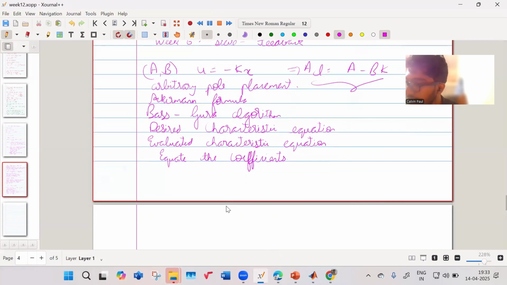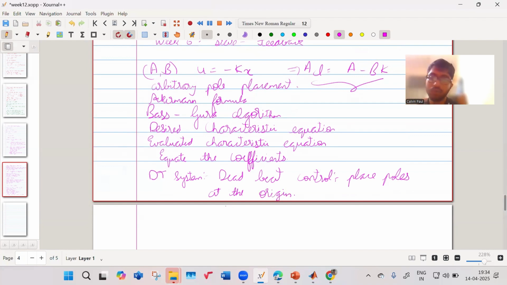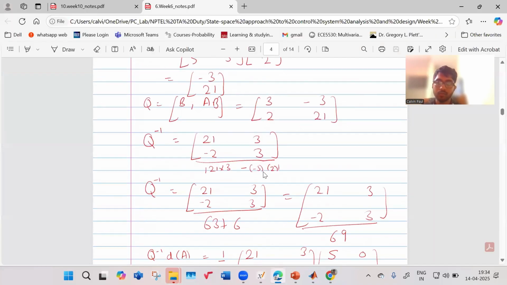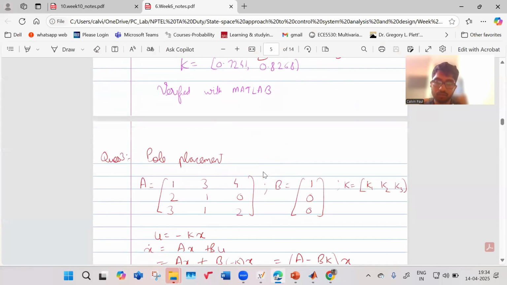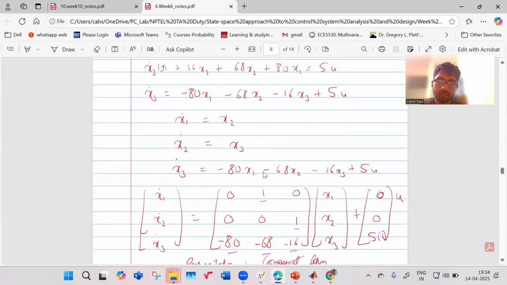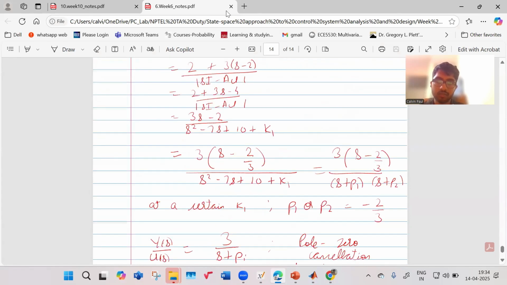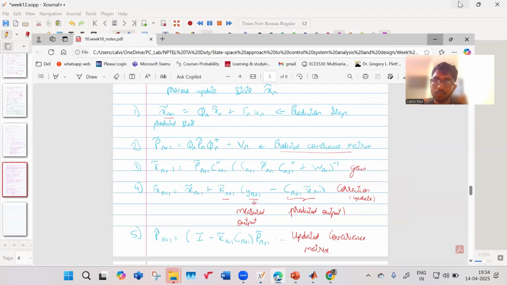For a discrete time system, if you want to do what is known as deadbeat control, you have to place the poles at the origin. This is for week 6. It's a lot, I'll admit, a whole lot of stuff which has to be done. Then we will go to week 7.